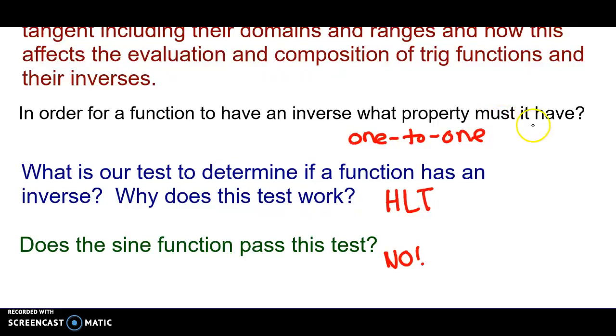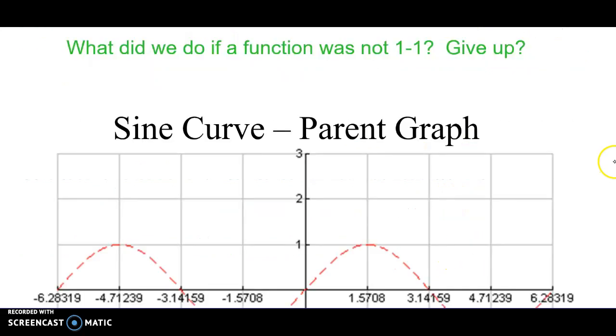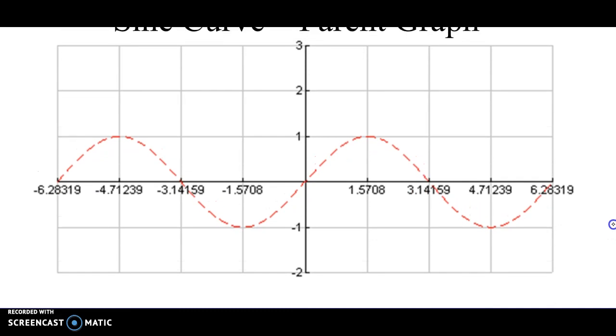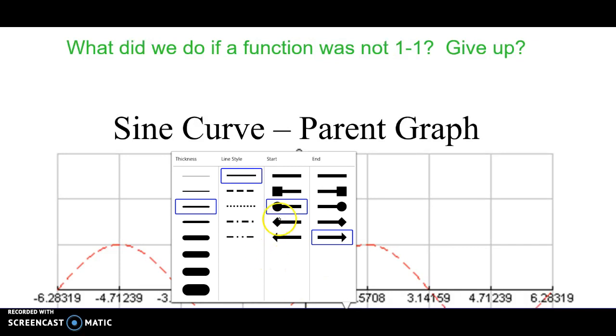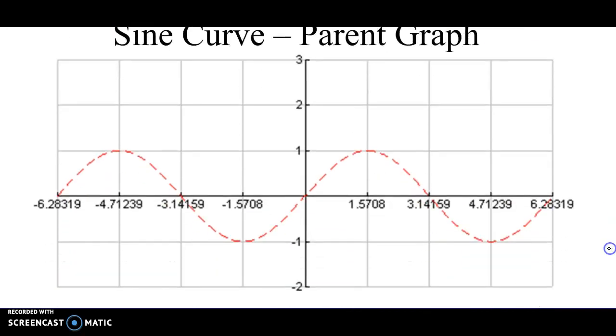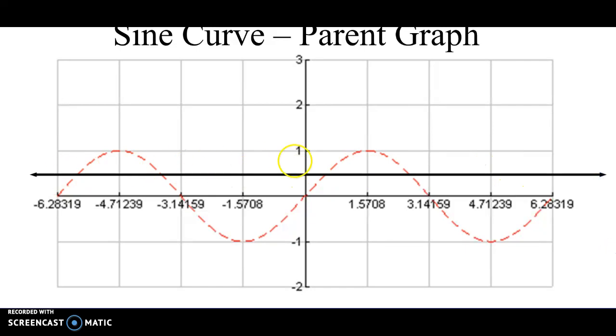All right, so we know that a function must be one-to-one in order to have an inverse. We use the horizontal line test to make sure that every input has exactly one output, and that every output has exactly one input. And the sine function does not pass this test. We can even see that from our graph here. Think about our horizontal line test. If I put a horizontal line in here, it crosses more than once, so that would not work.